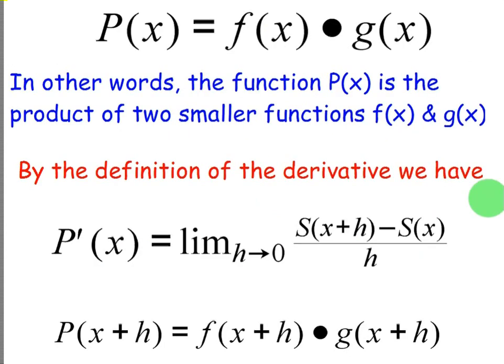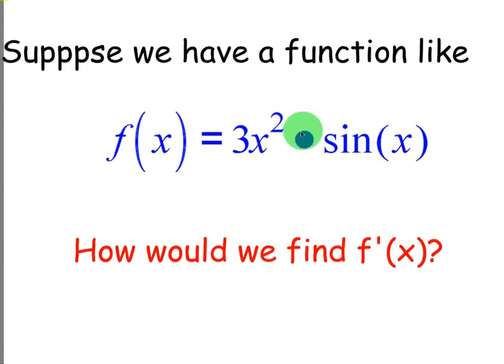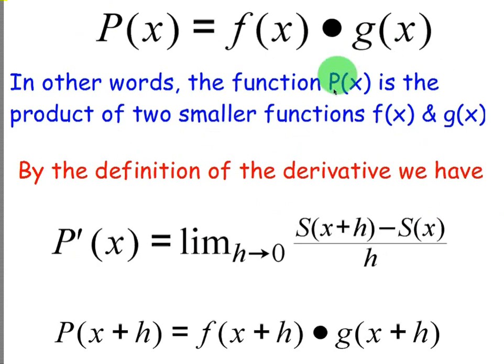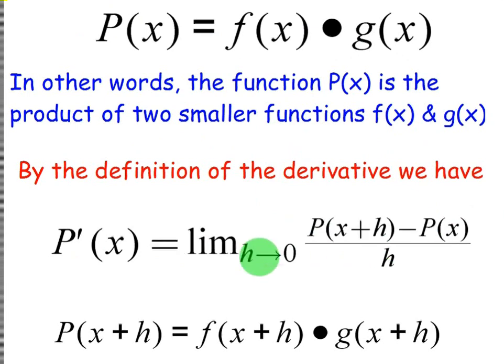So here's the proof. Let's write p of x, meaning the product of two different functions, equals f of x times g of x. So we have a new function equal to the product of two different functions, just like in this previous slide. By the definition of the derivative, we have the following. This should say p. Let me fix that real quick. Okay, so we have p prime of x equals the limit as h approaches 0 of p of x plus h minus p of x over h.